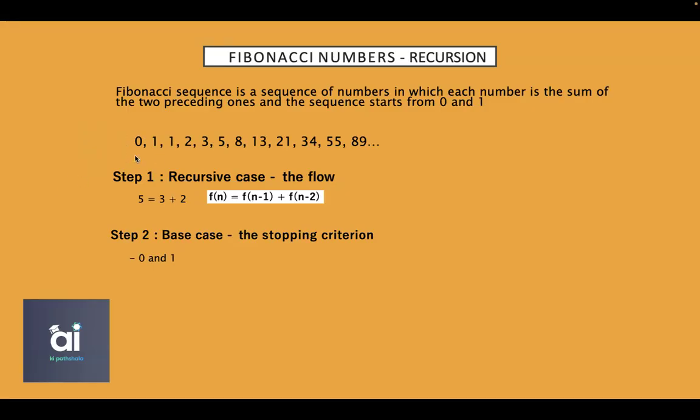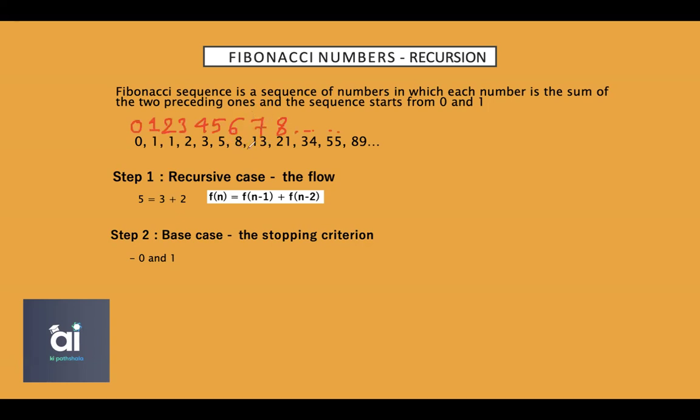Here we see that it starts from 0. So if I index them, this is 0, this is 1, this is 2, this is 3, this is 4, this is 5, this is 6, this is 7, this is 8, and it goes like this. The 6th element is 8 here.